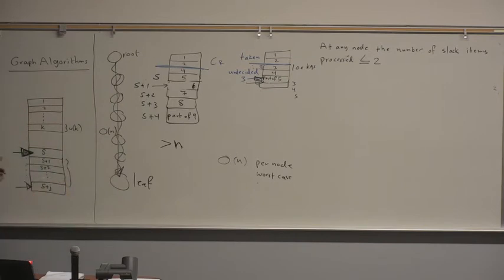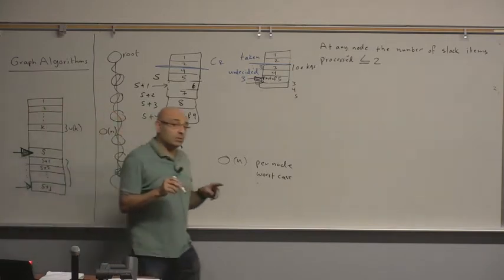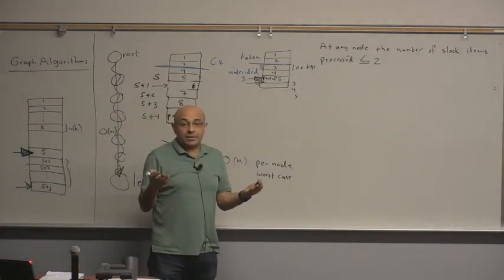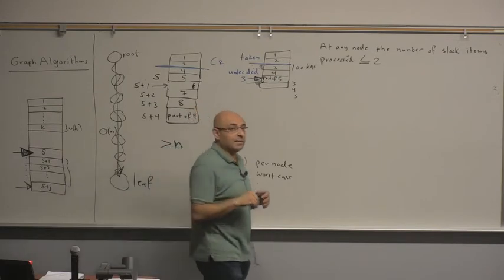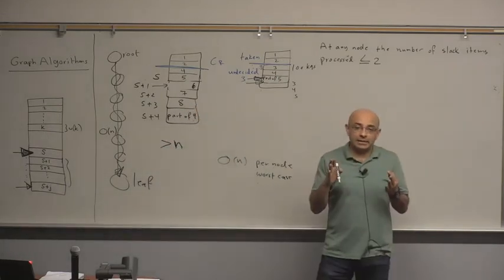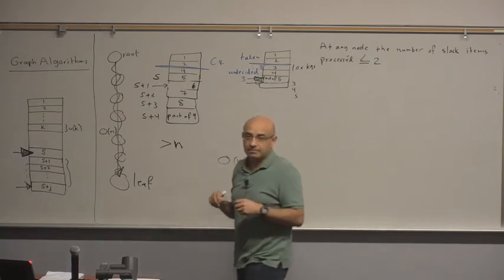So by definition, a non-slack item can be touched by only one node. And there are only n items, which means that there can be at most n non-slack operations.